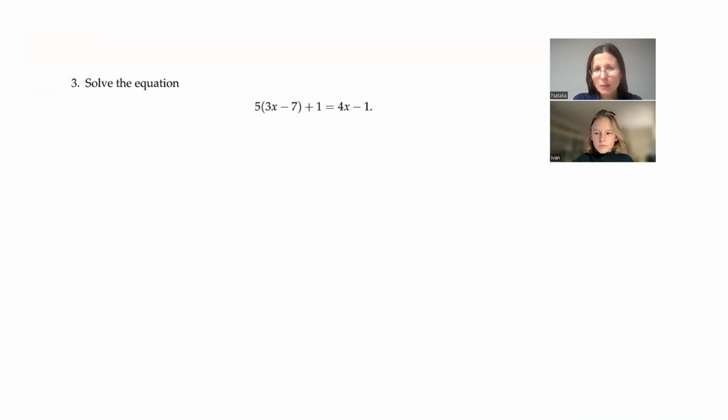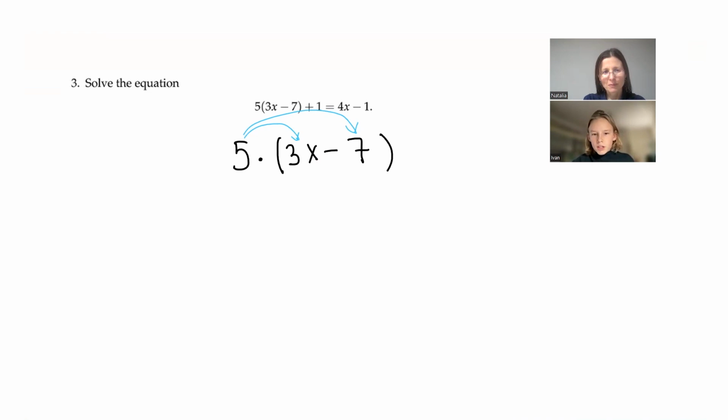So maybe we can start with multiplication and division. There is no division. And what do we have here for multiplication? We have 5 times parentheses open 3x minus 7 parentheses close. We call it distributive property, right? We want to distribute 5 to each term inside the parentheses. 5 is outside, and by distributive property, we can get rid of the parentheses. What will be our result? We will get 15x, since 5 times 3x, minus 5 times 7, or 35.